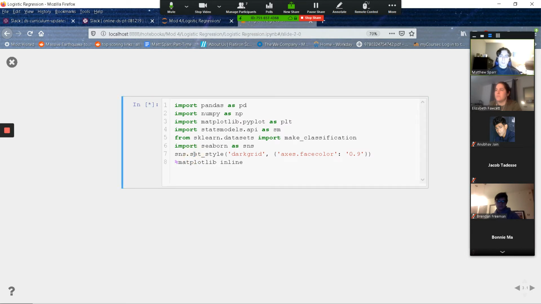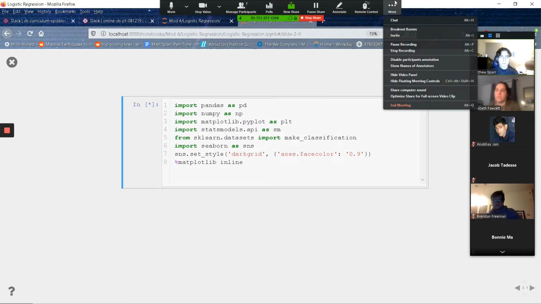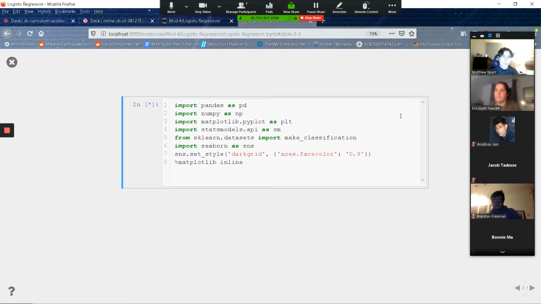So to start, we're just going to import some libraries like usual. And as usual, my laptop takes forever just to import libraries.